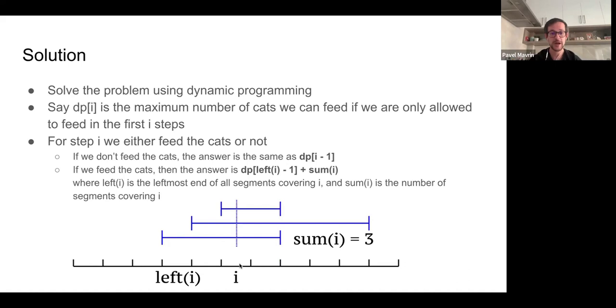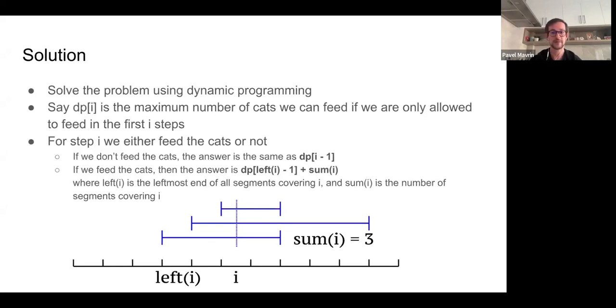So for each position I will find the segment that contains position I with the leftmost left border. And if I feed cats in position I, then the previous feeding time should be before this position, left of I. Okay. Now, if I know the values sum I and left of I, then I have linear time dynamic programming.